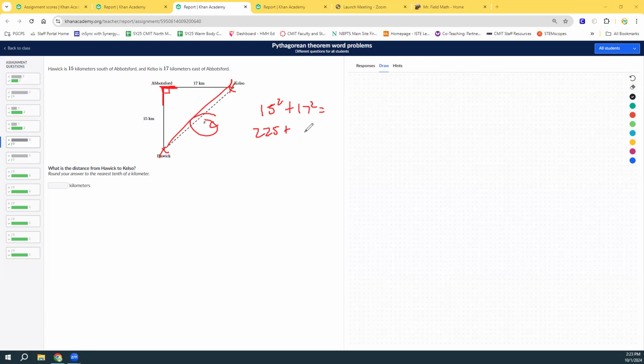What is 17 squared? 289. I think I got that wrong enough. I need to memorize that. Okay, and that is x squared. So 289 plus 225, and that's going to be 509. x squared equals 509. And so what is the square root of 509? 22.561.